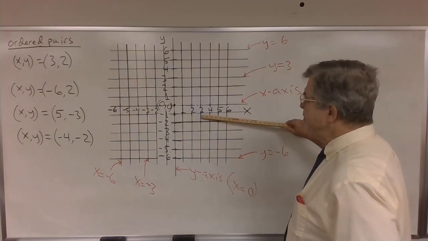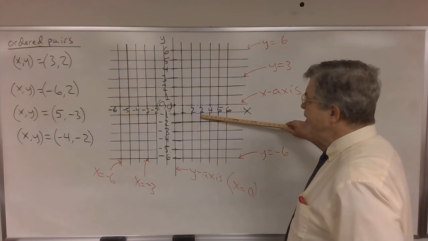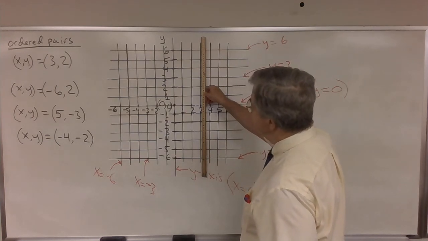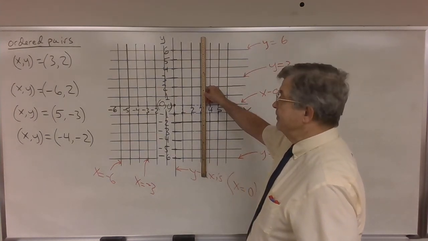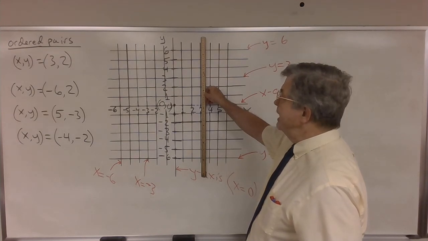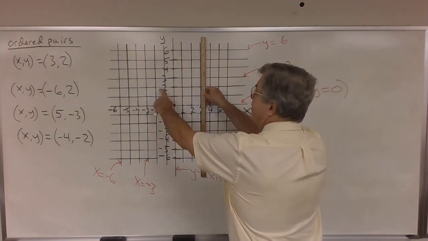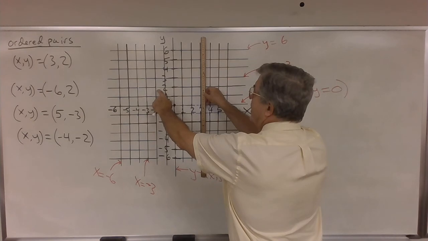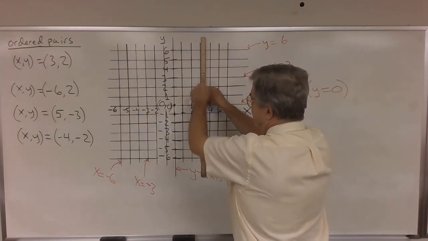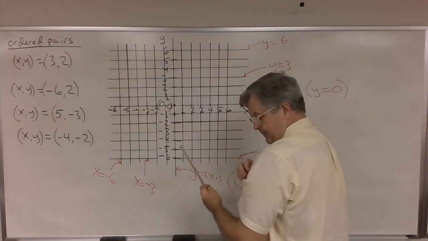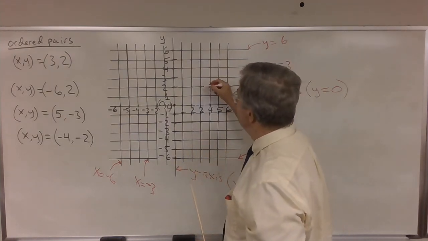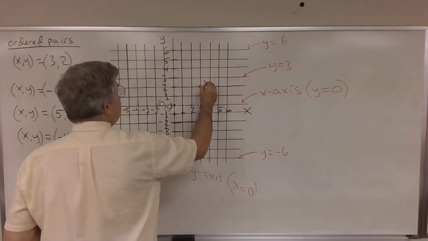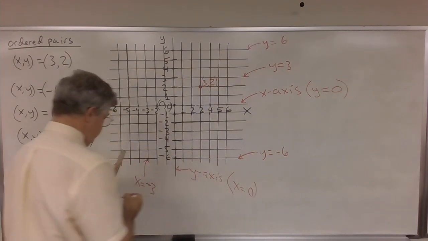Well, here's x equal 3 on the x-axis. So every point on this vertical line has an x-coordinate of 3. So all we have to do now is find y equal 2, and here it is. Here's y equal 2 on this horizontal line. This horizontal line, y equal 2, and this vertical line, x equal 3, meet right at this point. So this is x equal 3, y equal 2.